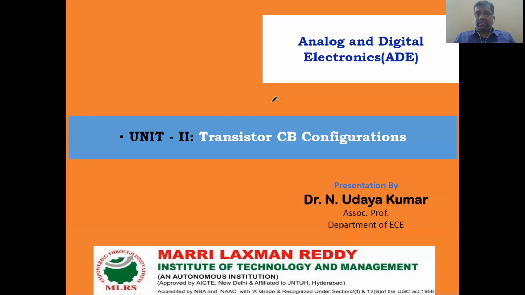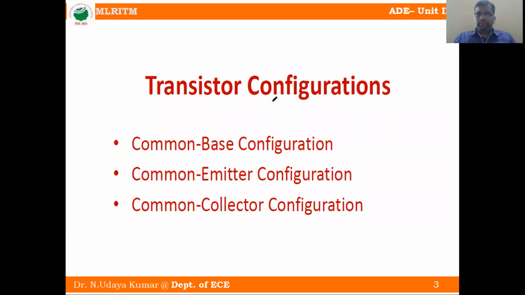Different configurations are there in transistors: common base configuration, common emitter configuration, and common collector configuration. The common base configuration is also called the grounded base configuration. First, today we will see the common base configuration.